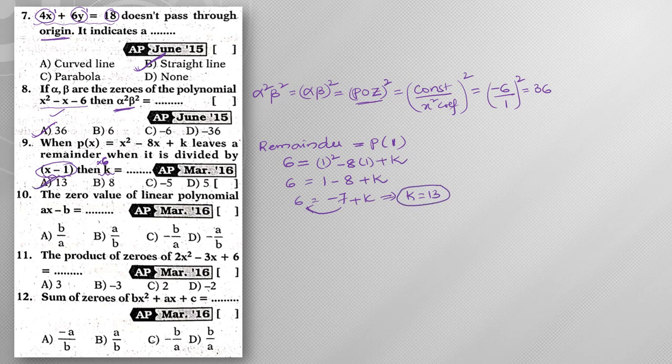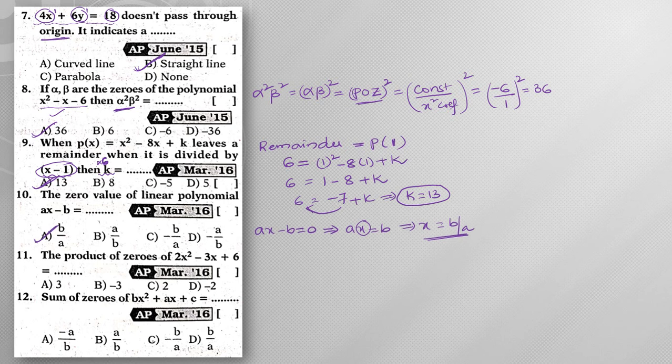Next, the zero of the linear polynomial. We have already discussed this type of problem earlier. So ax minus b will be equal to 0. From this, ax is equal to b. From this we need to find the value of x. So x is equal to b by a. Hence the zero of the polynomial is b by a.